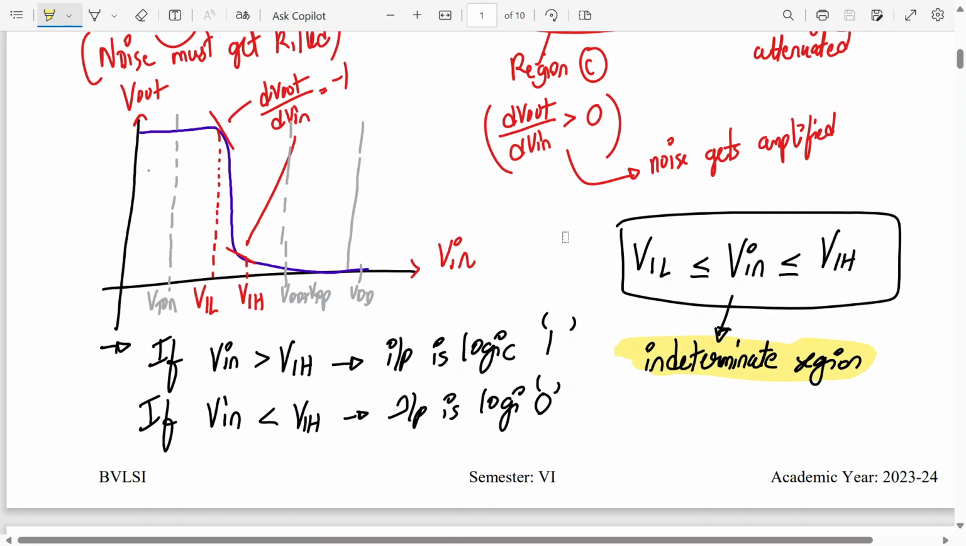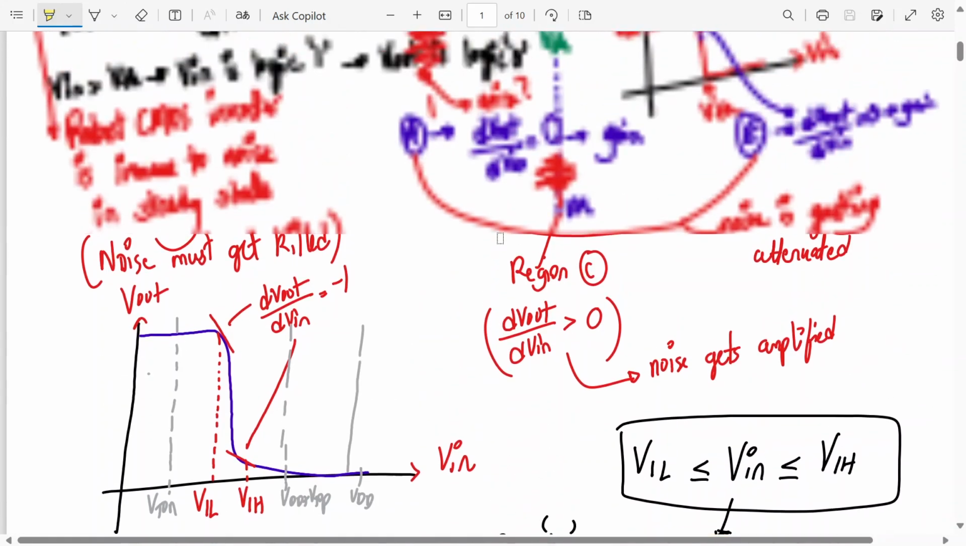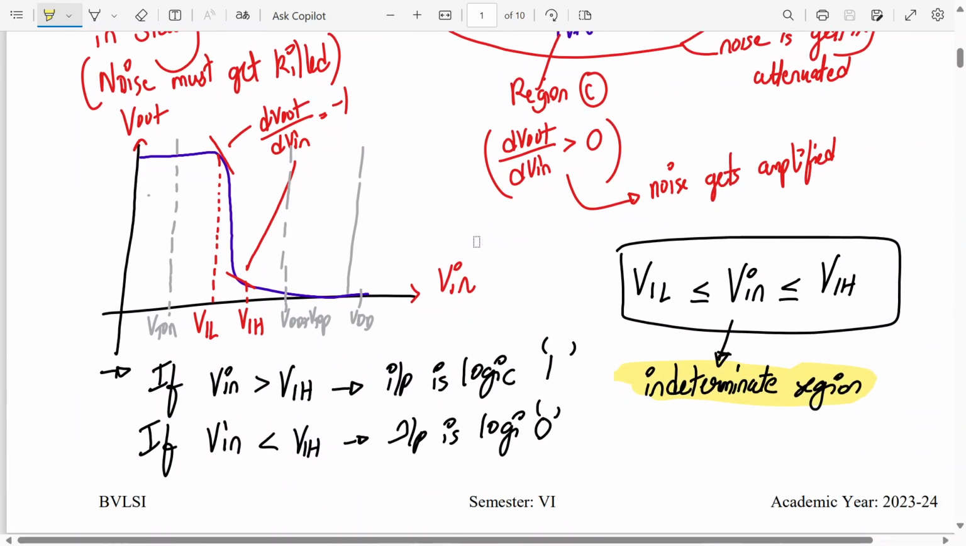If my input ever falls within VIL and VIH, I can never actually determine the actual state of the system, because in this region the gain of the system is pretty high. Okay, here the output is falling rapidly with respect to input, so we never know your immunity level, the noise immunity will be very much challenged when you go in this range. So the goal of any inverter or a CMOS inverter should be to reduce the gap between VIH and VIL of the inverter.